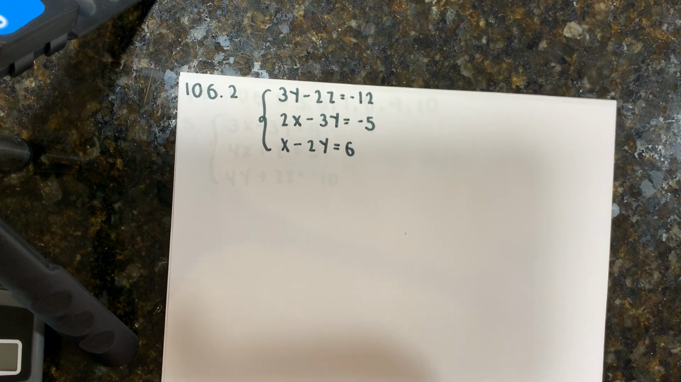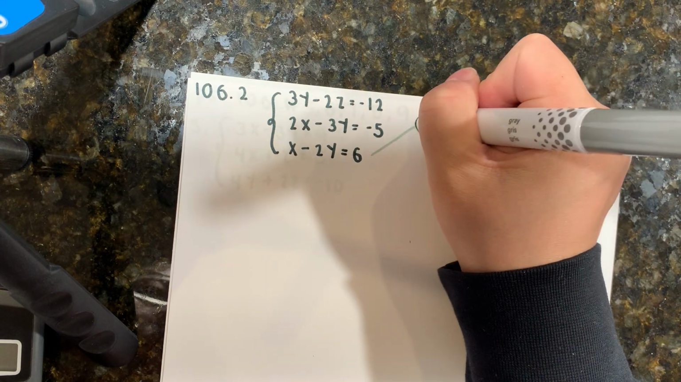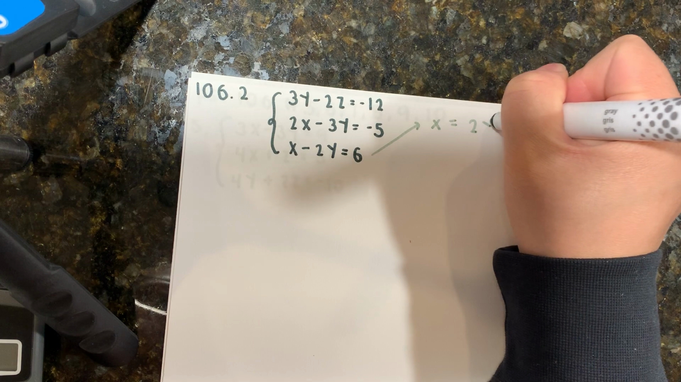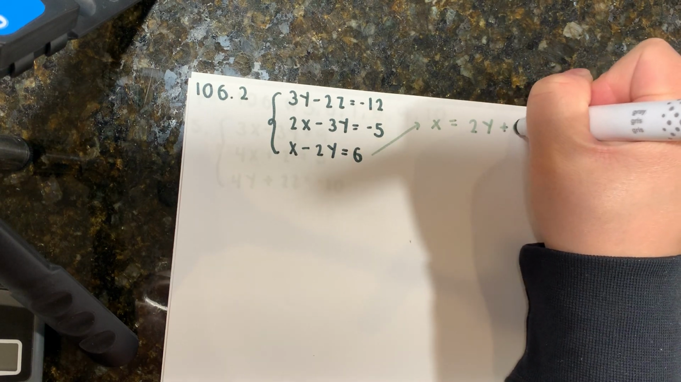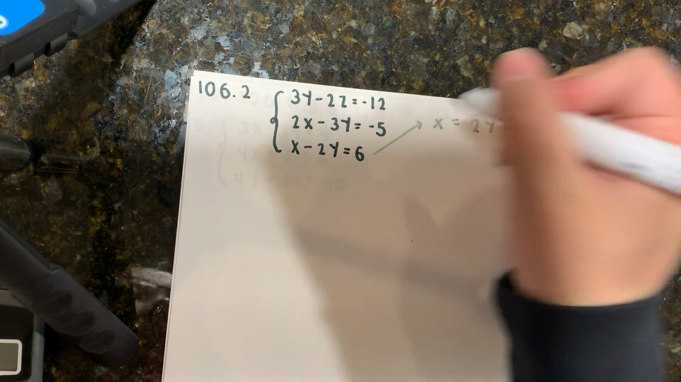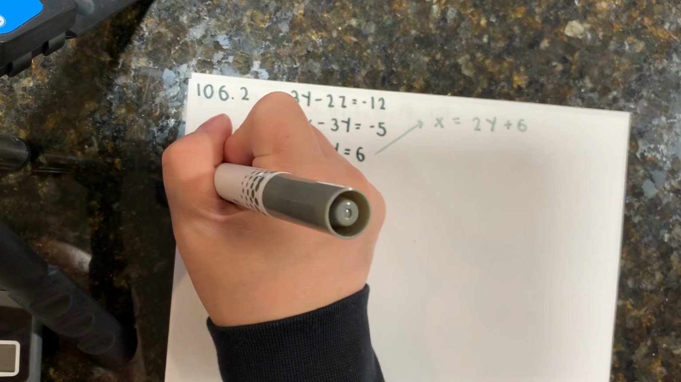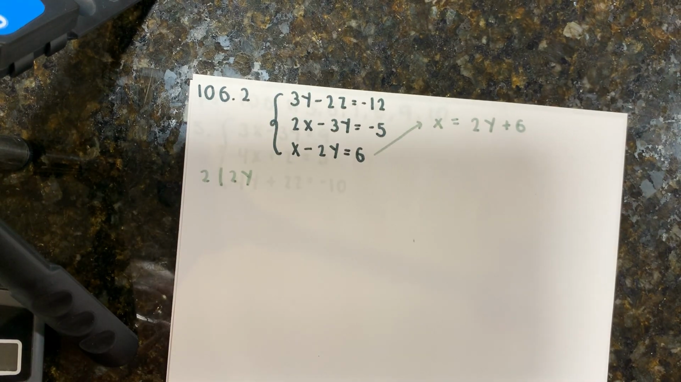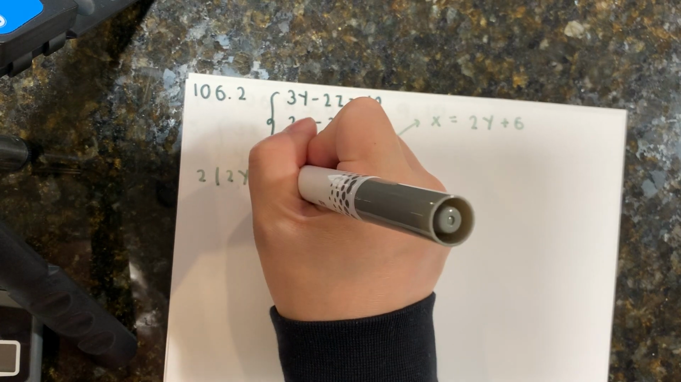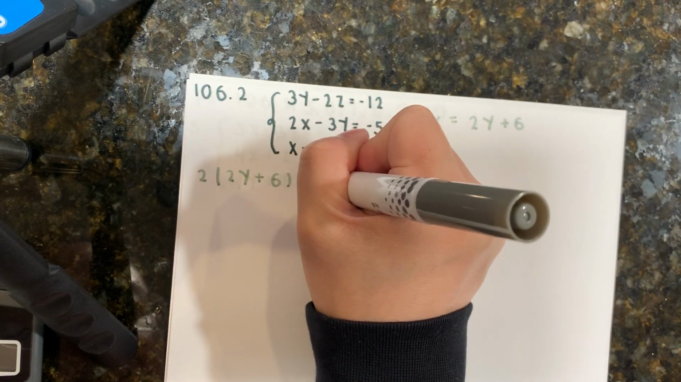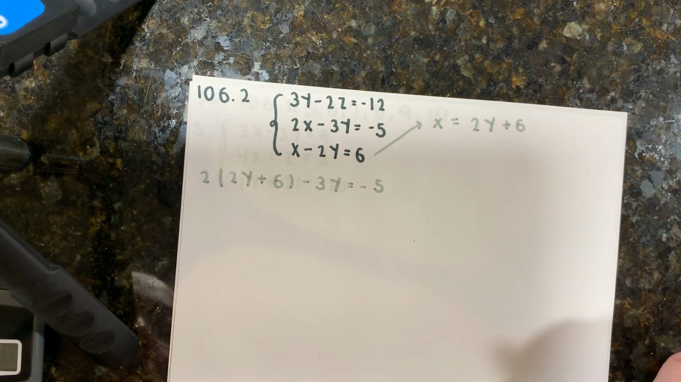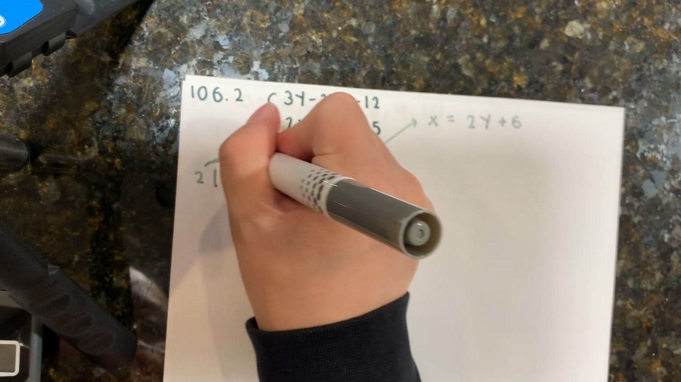I'm going to do the same thing for 106.2. So I'm actually going to solve this equation for x. So x would be equal to 2y plus 6. You're going to plug that into the middle equation. So that would be 2 times (2y plus 6) minus 3y equals negative 5. You're going to distribute.